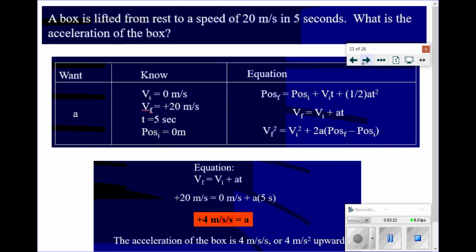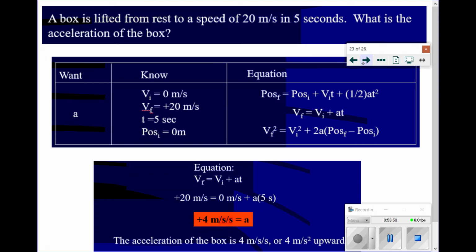So I'm going to first fill out my want-know table. I want acceleration. I know my initial velocity is 0. I know my final velocity is positive 20 going upwards, because they did use the word lift, so I have a sign for my velocity. It was 5 seconds, and they didn't give me an initial position, so I'm calling it 0.